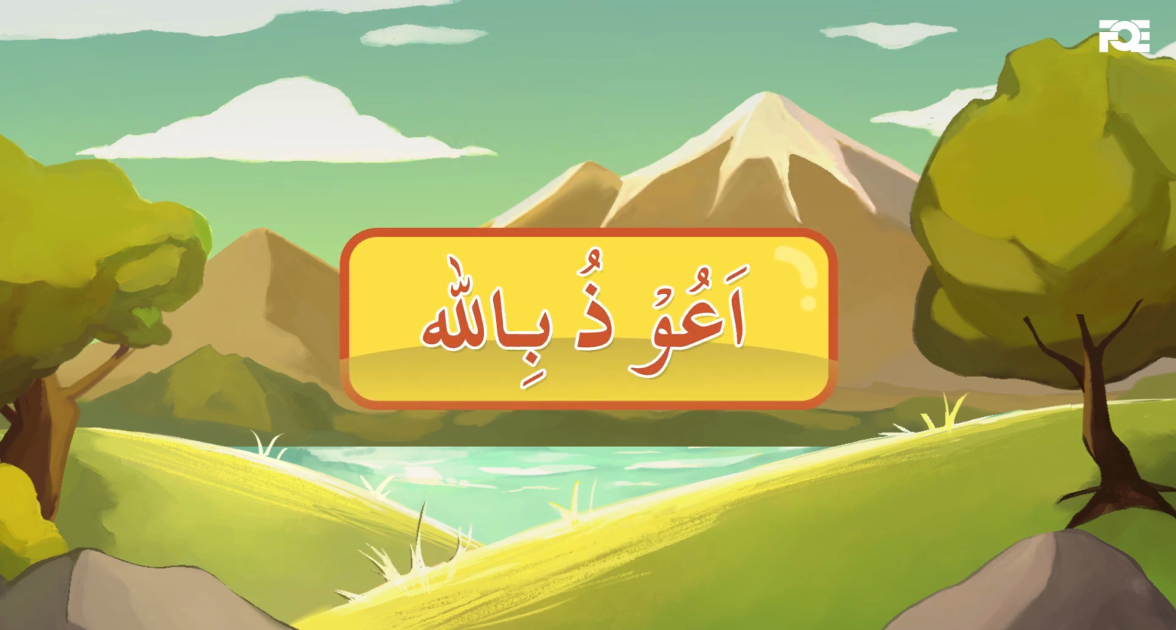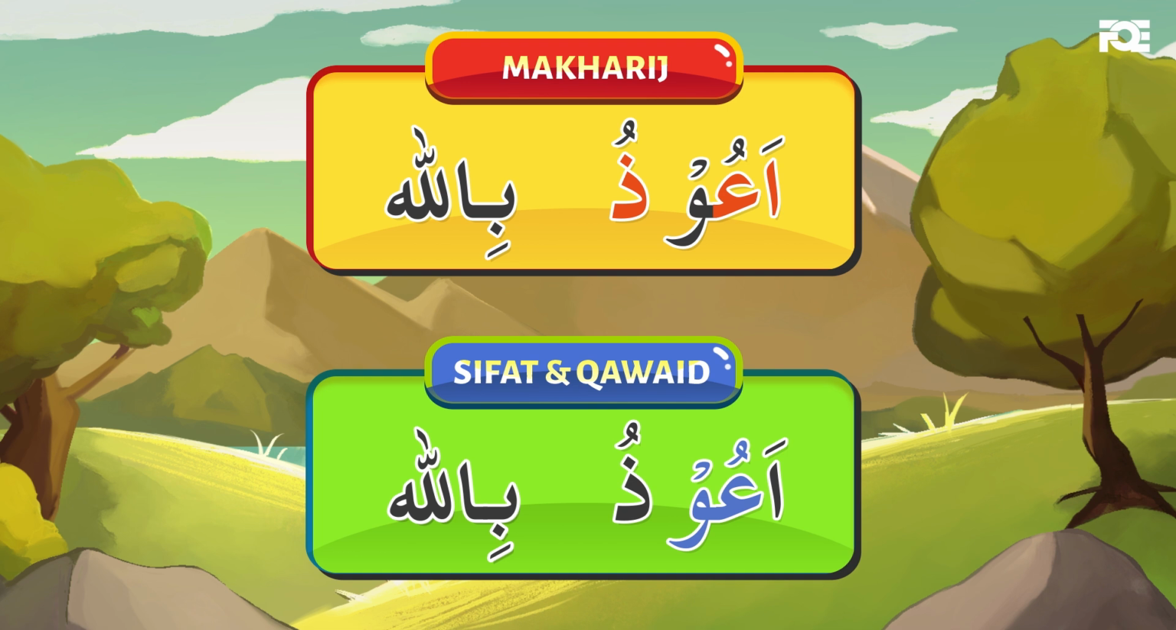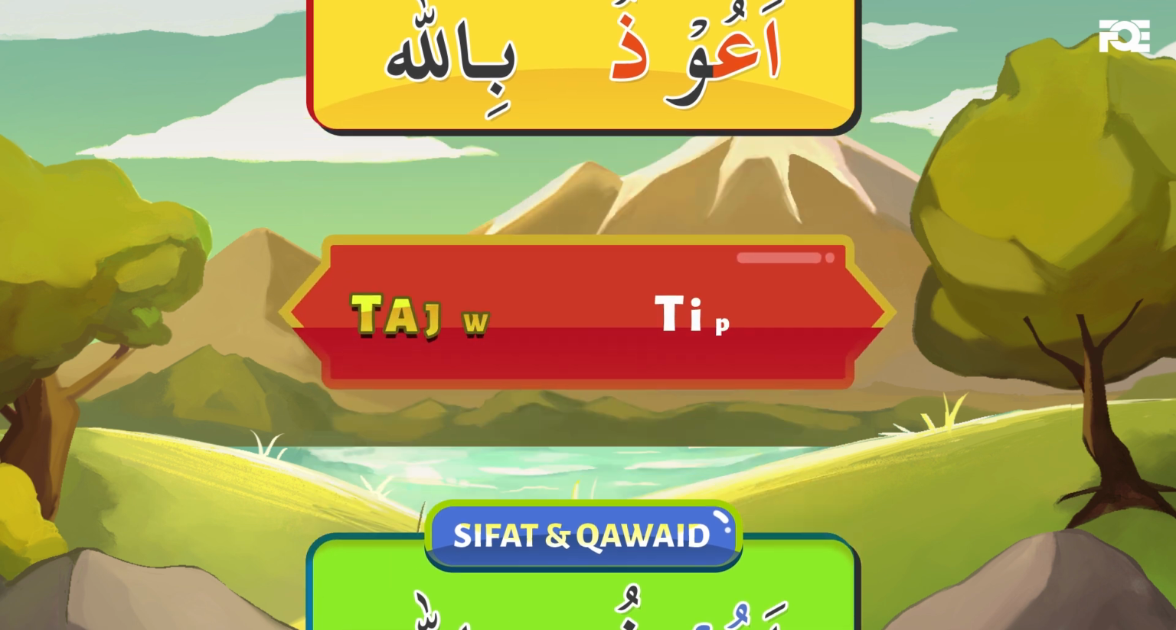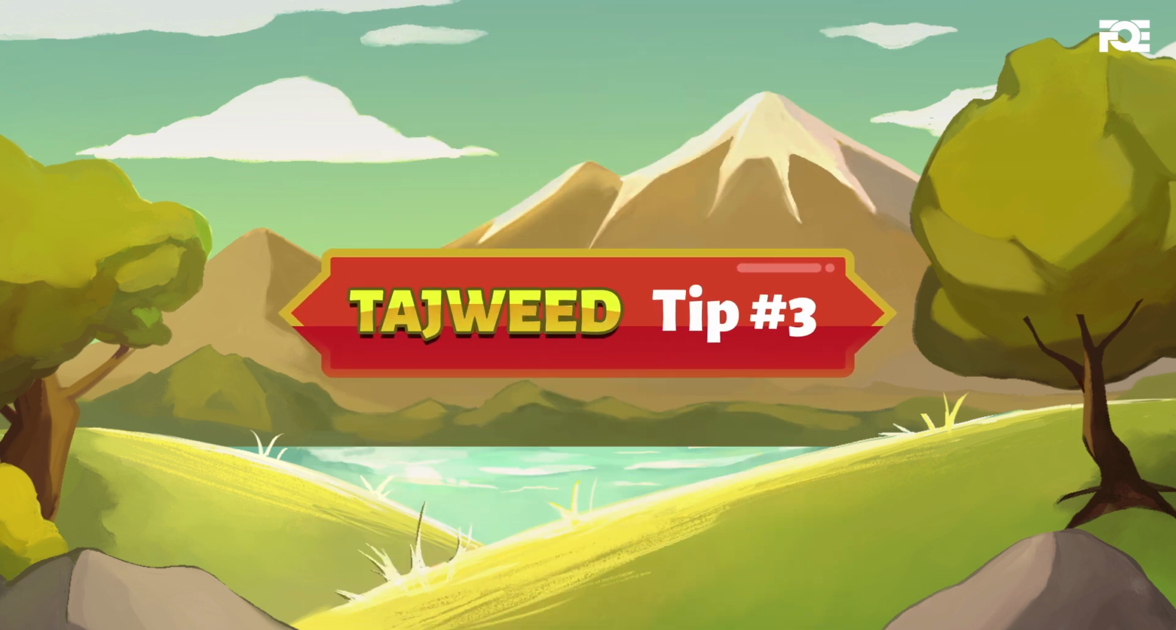Below the Arabic text, you see in the first line some letters where people commit mistakes in makharij. In the second line, we have some more things that describe the sifat and qawaid where people generally commit mistakes. That will be there throughout our course.